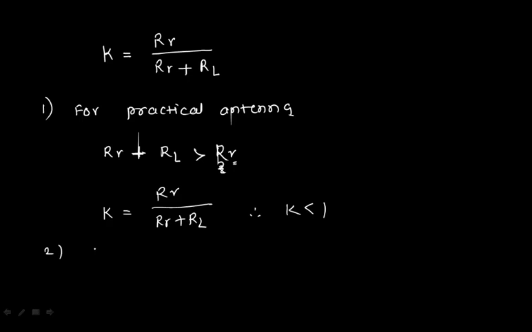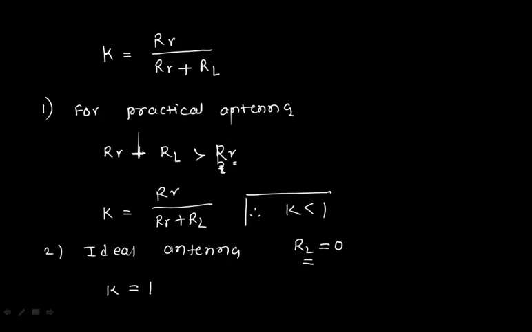If whatever antenna I have is the ideal antenna, a hypothetical antenna, I'll have RL equal to 0. So if my loss resistance is 0, my K is equal to 1. If I summarize this, for a practical antenna, the efficiency is always less than 1, and for an ideal antenna the efficiency will be 1. No antenna is ideal in nature. That's why whatever antenna radiation efficiency you see is always less than 1. If you get more than 1, then somewhere you have done wrong calculations, or your problem or solution is wrong.